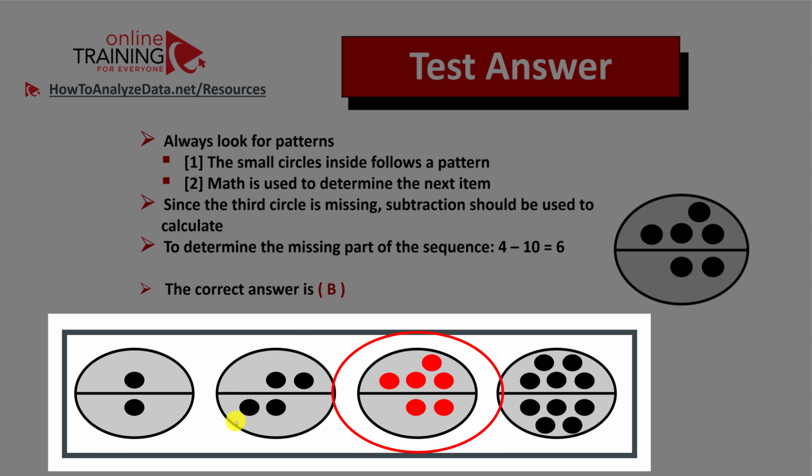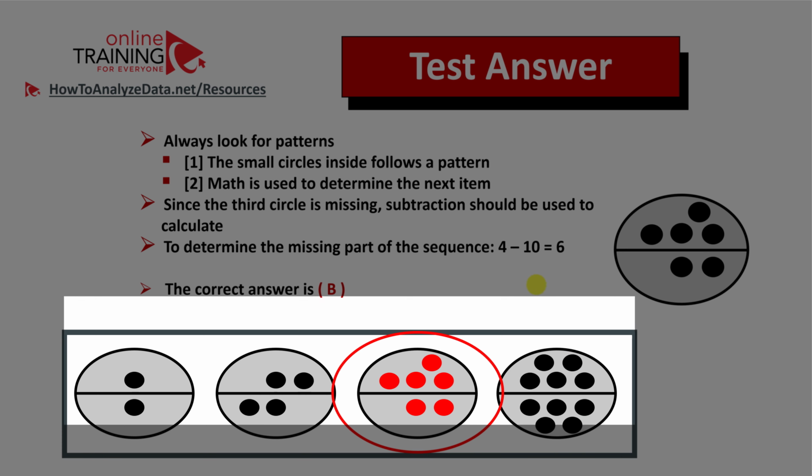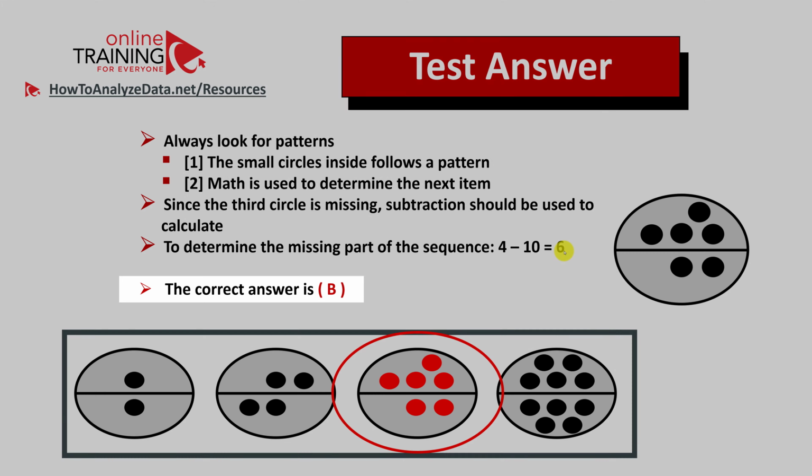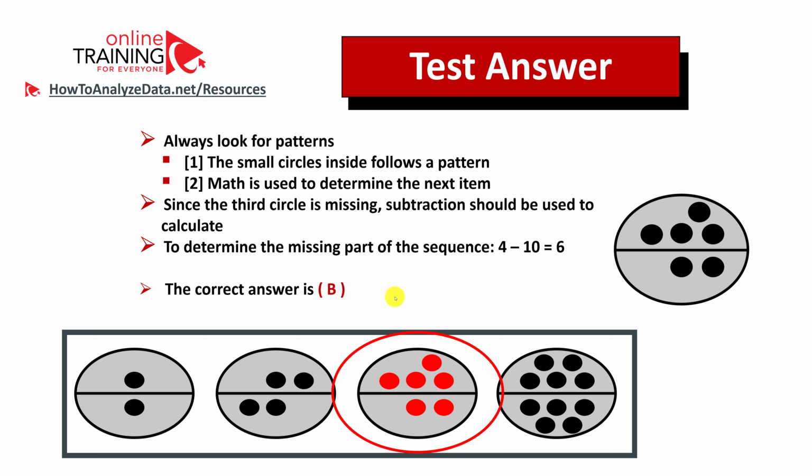You see that item number 2 has 4 small circles, and item number 4 has 10 small circles. So we can use subtraction to calculate the item in the middle. And if we subtract 10 minus 4, we will get 6. So the correct answer here is choice B. Hopefully you've nailed this question and now know how to answer similar problems in the test.